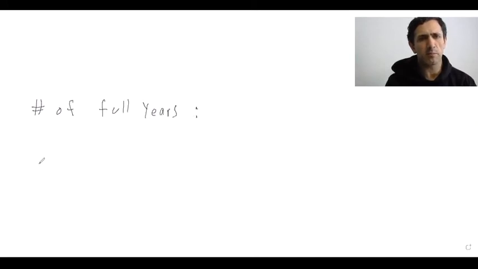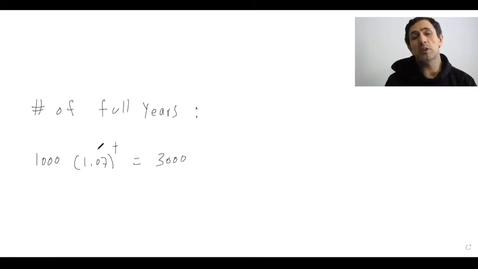Well, we just basically pretend that throughout this duration that money sits in the account, we have compound interest. So we have a 1,000 initial deposit, we have 7% yearly interest, and it accrues to 3,000. Again, we're just pretending that throughout the whole time we have compound interest at 7%.